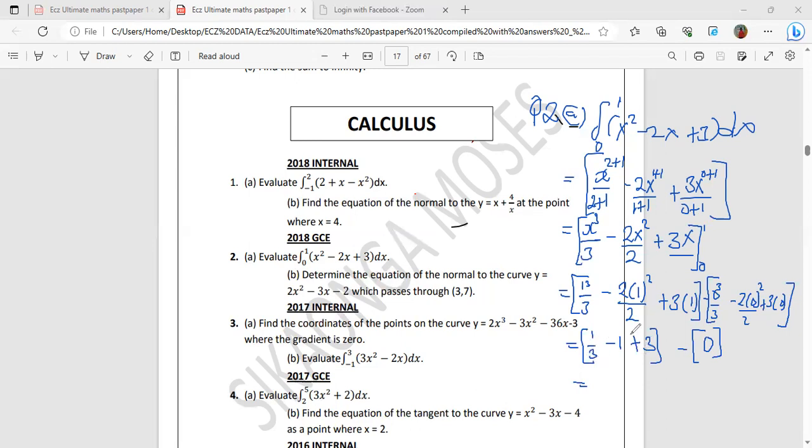So you're now going to add this side. So you get that plus 3. So the final answer here is 7/3, which can be evaluated as 2 1/3 square units.